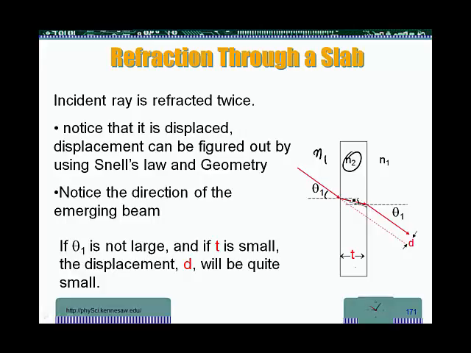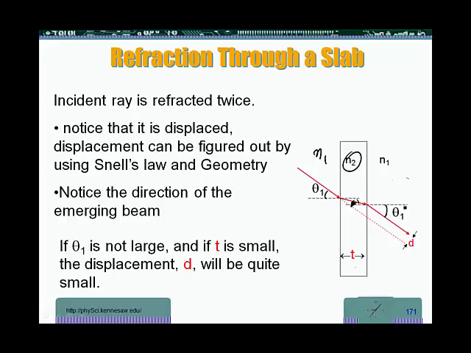It's going to continue moving on a straight line till it meets the second interface, the interface between glass and the outside. At that second interface, it's going to have a new angle of incidence. This is the angle of incidence it's going to have. It's going to refract again, but this time it's going from a high index of refraction to a low index of refraction, from n2 to n1. So because of that, the emergent beam, or the refracted beam, is going to bend away from the normal.